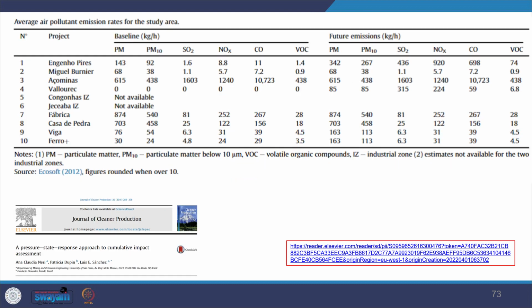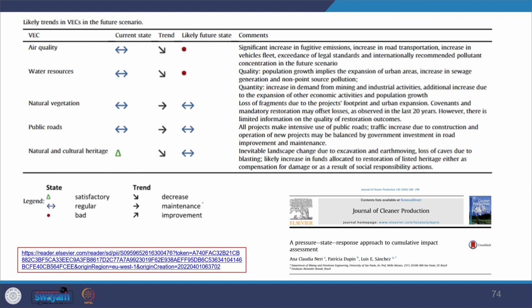Likewise, you can see how they are doing the assessment temporally: the baseline, what's in the current stage, what will happen in future emission, and then they are trying to take out the likely trends. You can see air quality, current stage, trend, likely future state. Red indicates a bad trend, and the arrow down shows a decrease. So the current state is regular, but the trend is decreasing, and the likely future state is red. It's going to be bad for air quality. So that is how they are undertaking it.